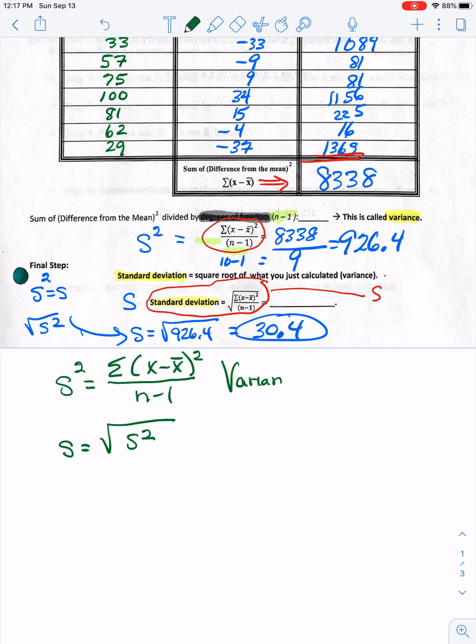So we have the variance first. We don't really do anything with it. It's just a step in the calculation. Then you take the square root of that, and that will give you your standard deviation.